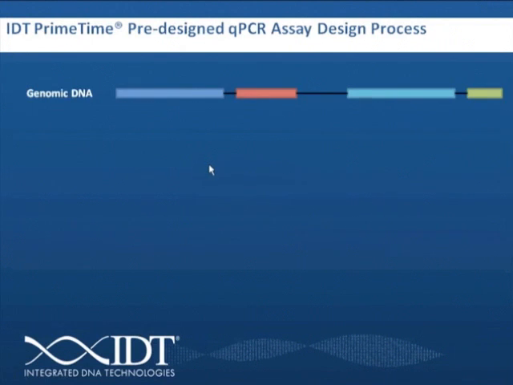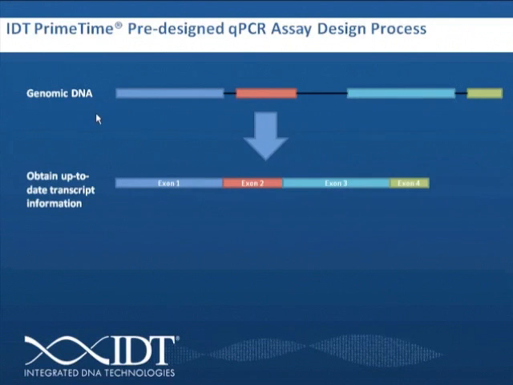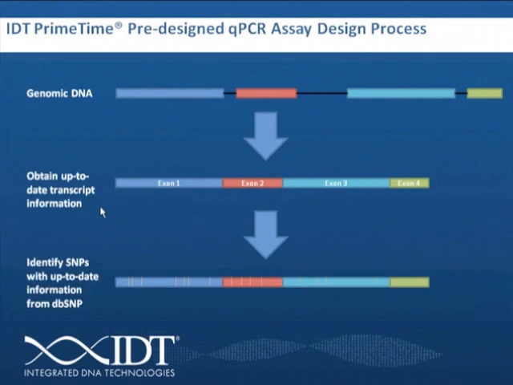So we recently launched our IDT PrimeTime pre-designed assays. I thought I'd take a slide or two to describe the process that goes into developing these assays. There's a lot of bioinformatics involved. In fact, we need to draw from the genomic database from NCBI as well as their RefSeq database to obtain up-to-date transcript information, and finally tie that and find all the SNPs that are associated in the SNP database.